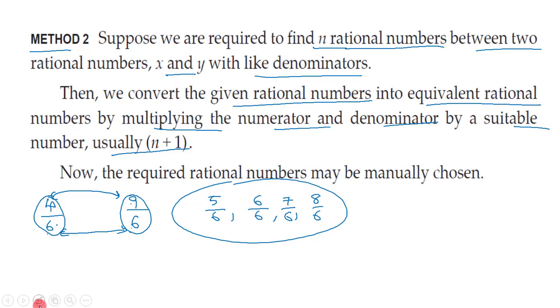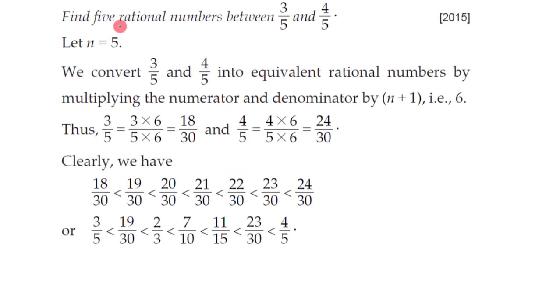But if the rational numbers do not have the same denominator, then we need to make them into the same denominator by taking the LCM. Let us see an example. Find 5 rational numbers between 3 by 5 and 4 by 5. These two are like fractions because they have the same denominator. And if you observe the numerators, there is no gap between 3 and 4. There is no natural number which lies between 3 and 4.